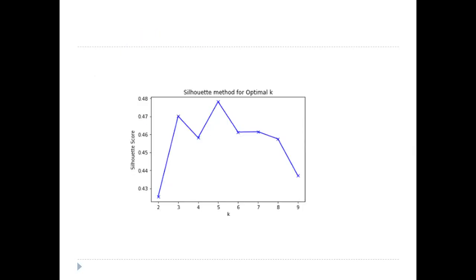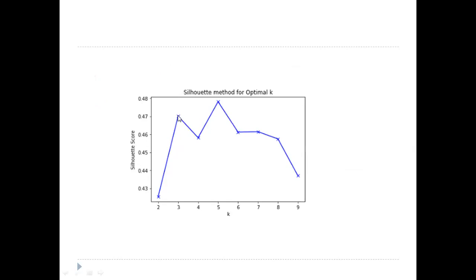Okay, so this is how the graph should look. Here I have the Silhouette score on the y-axis and the number of k's on the x-axis. I'm plotting it out. It starts with a very low Silhouette score when k is equal to 2.